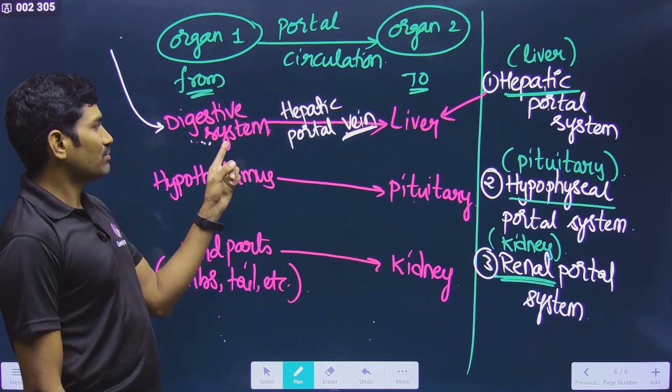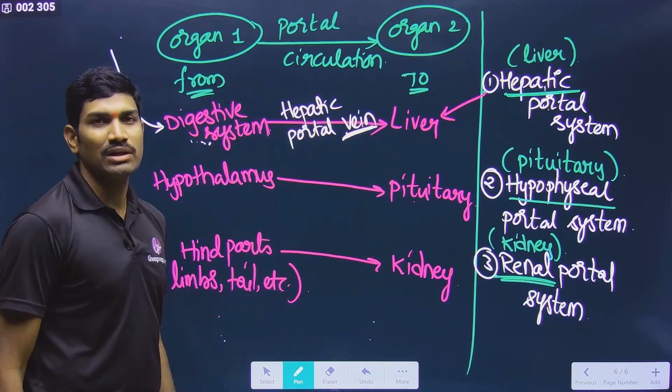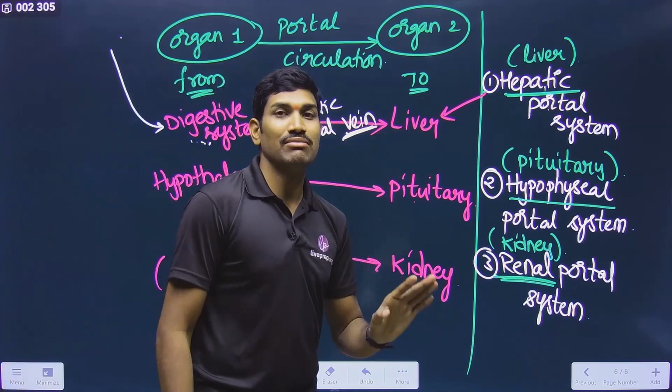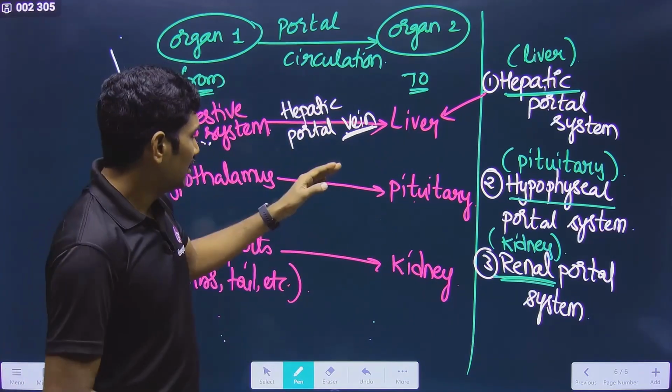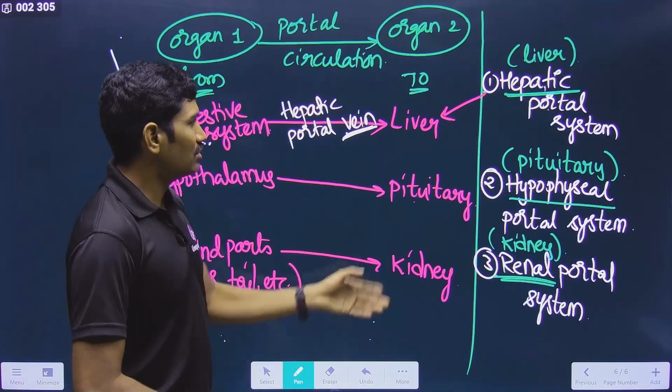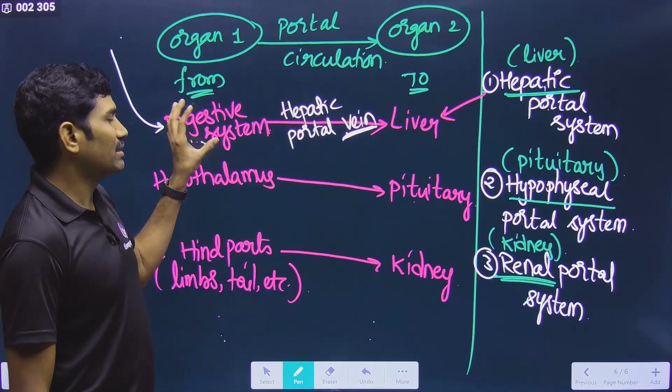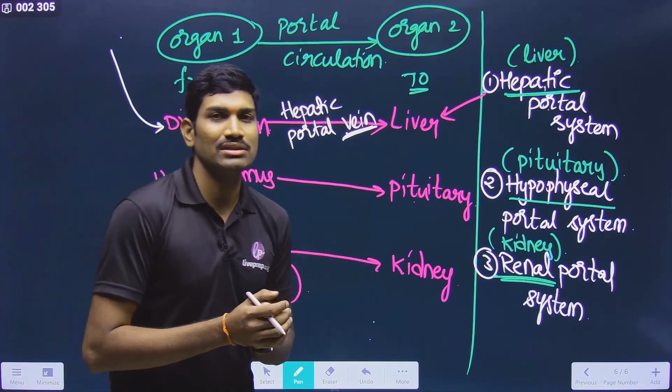So from the digestive system blood is going to this particular organ, and this is called the hepatic portal vein, carrying blood to the liver. At least this information is important. For other things, vein names are not needed, so leave it. So this is what the hepatic portal system is. In this way, from the digestive system, all these nutrients are absorbed.